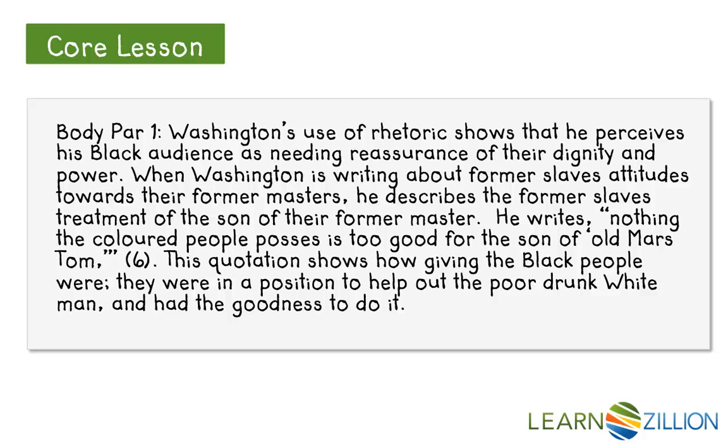So I put it all together in this paragraph. Washington's use of rhetoric shows that he perceives his black audience as needing reassurance of their dignity and power. When Washington is writing about former slaves' attitudes towards their former masters, he describes the former slaves' treatment of the son of their former master. He writes, "Nothing the colored people possess is too good for the son of old Mars Tom." This quotation shows how giving the black people were. They were in a position to help out the poor drunk white man and had the goodness to do it.